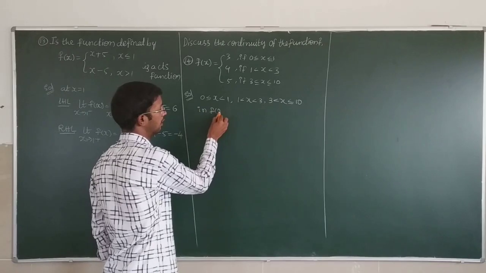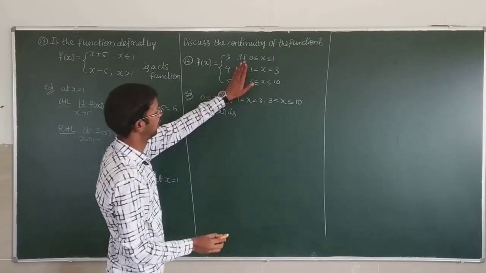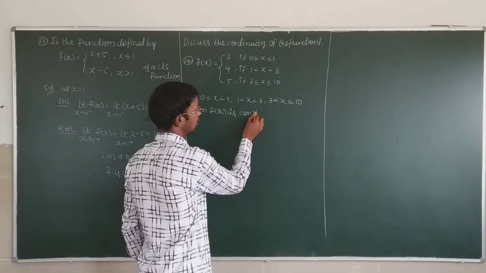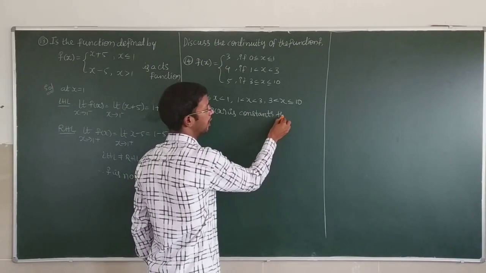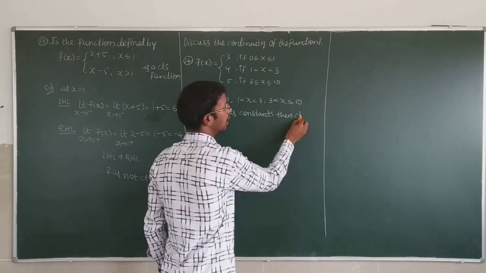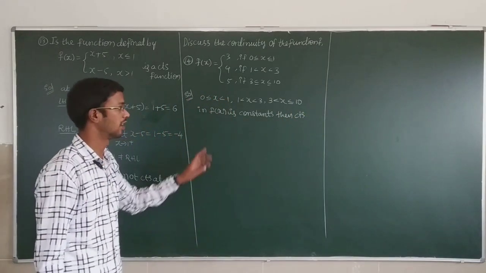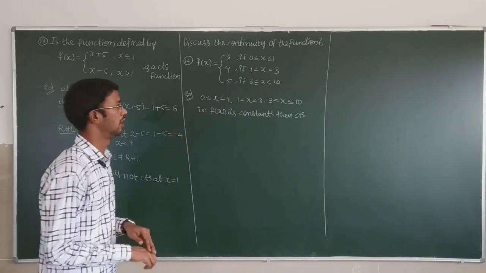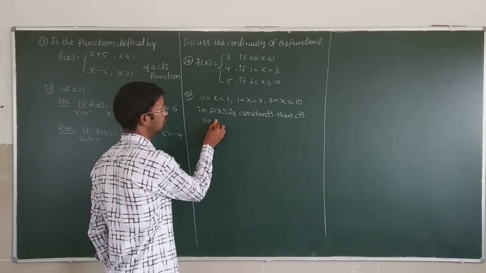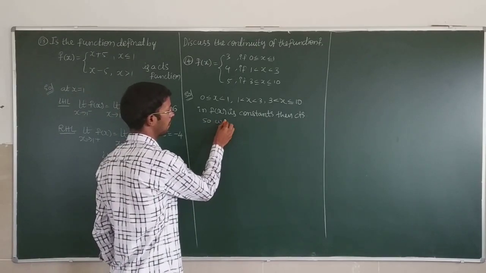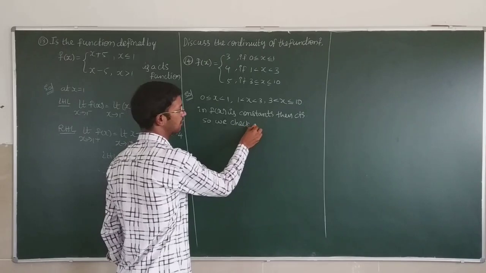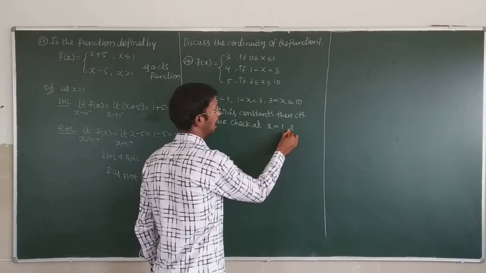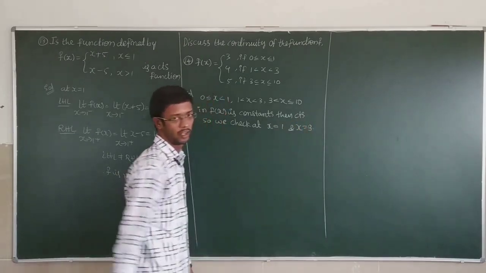In the pieces, f of x is constant. Every constant function is continuous. That is one property: every constant function is continuous. So we have to check it. So we check at x is equal to 1 and x is equal to 3.